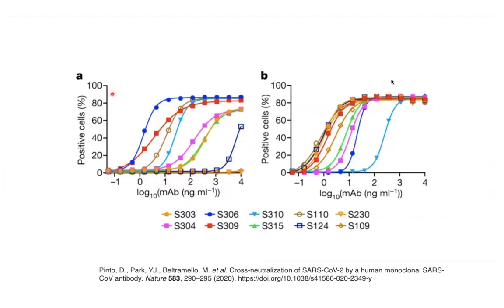And on the y-axis, we're talking about the proportion bound. Well, remember, what is going to have the stronger KD? Is it going to be to the right or to the left? A stronger KD is going to be to the left, because this indicates that you need less of it in order to get half of the binding. And so if we go over here, we can see this is going to be our strongest binder, our S306, whatever that is, and our weakest binder is going to be this S124.